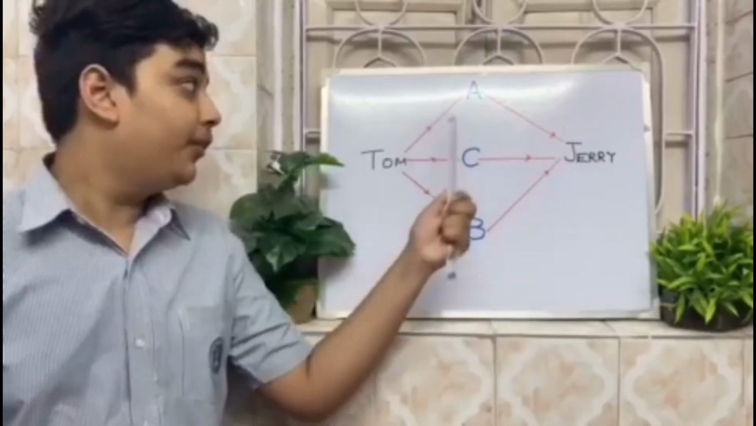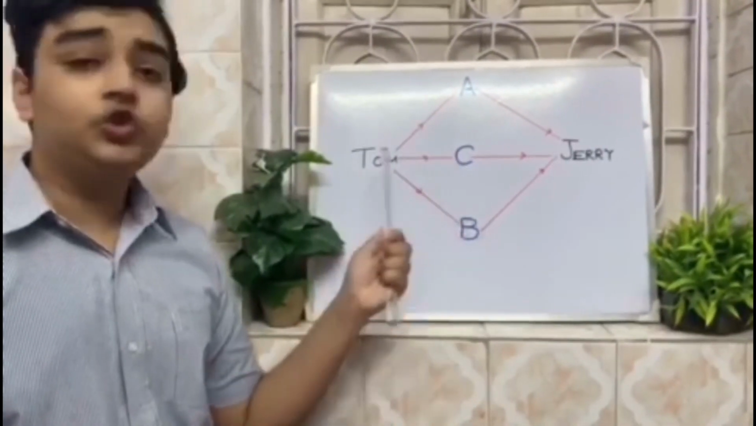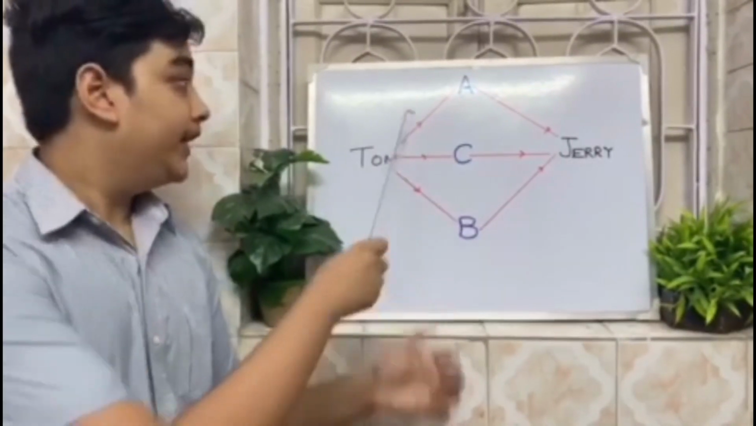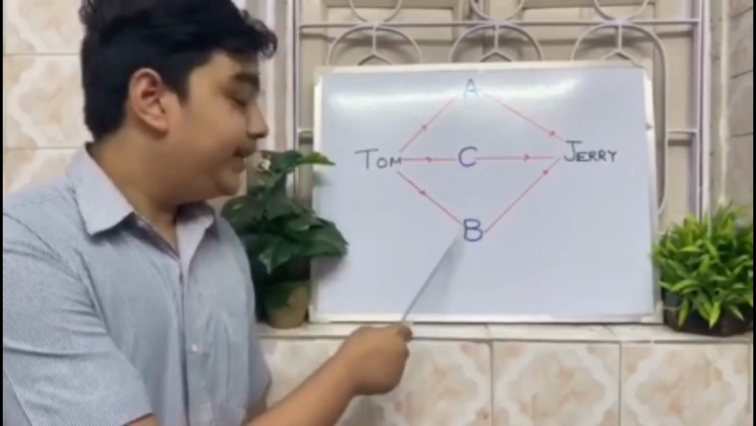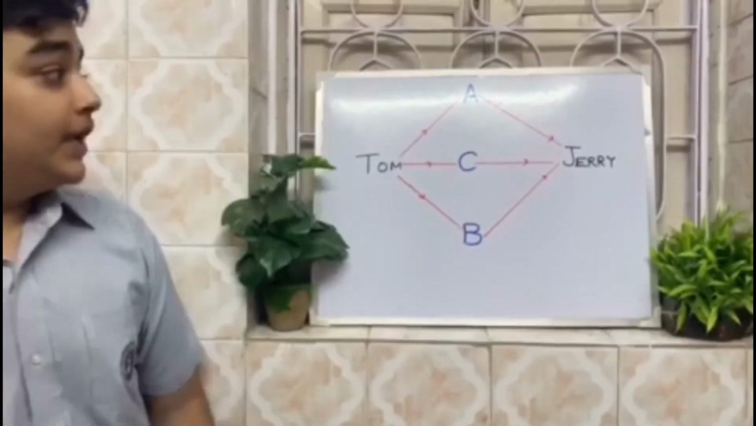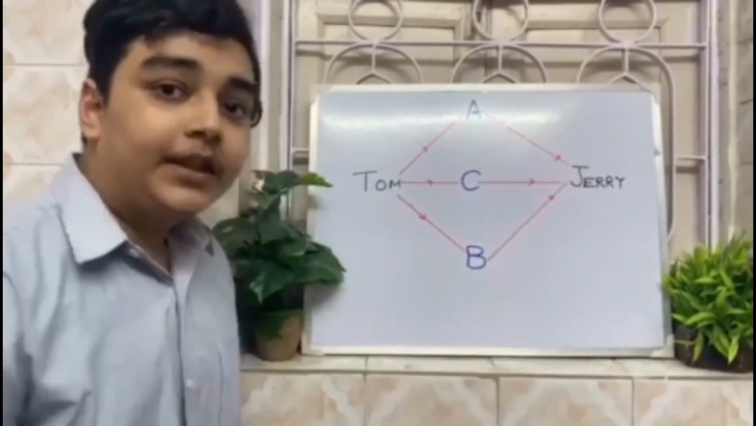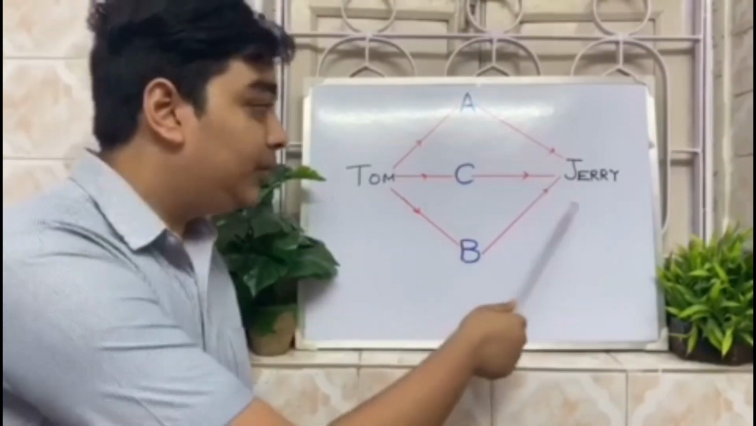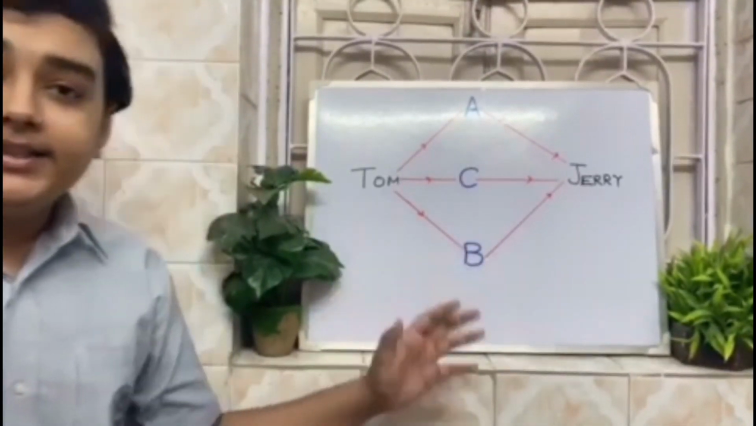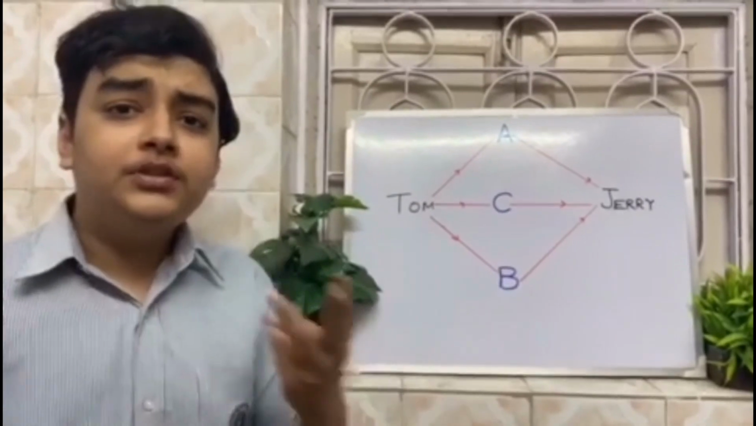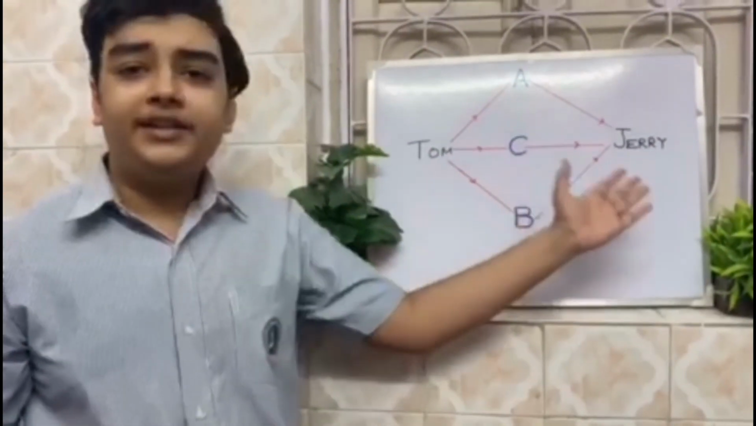We have shown 3 points here. Now, you may think that there are only 3 ways by which Tom can reach Jerry. He can go from A, then to Jerry. He can go from C and then to Jerry. He can go to B and then to Jerry. But he could also go from C to A and then to Jerry. He could go from C to B and then to Jerry. He could go from A to C and then to Jerry, and this goes on. So you see, from 3 points only, we get so many ways by which Tom can reach Jerry.